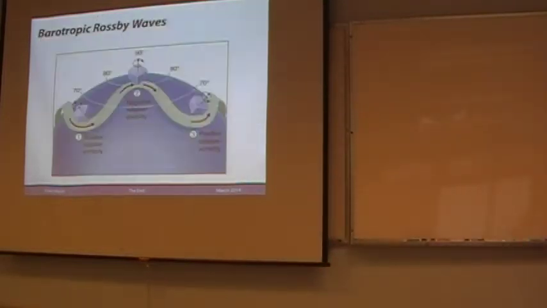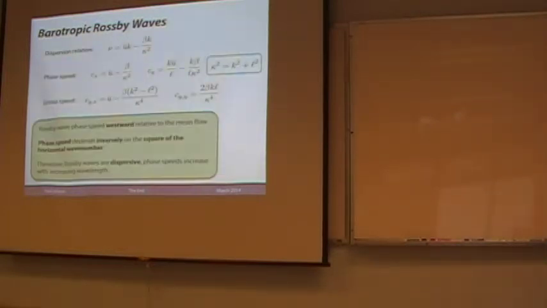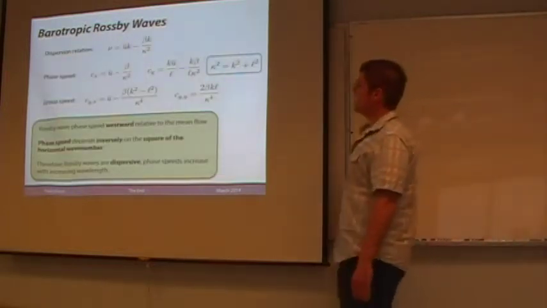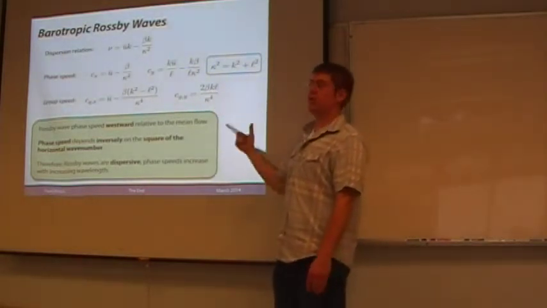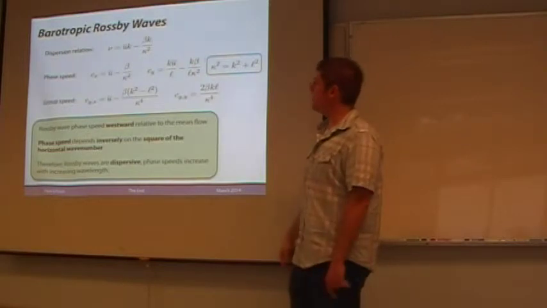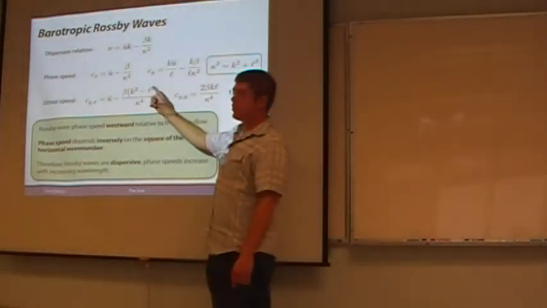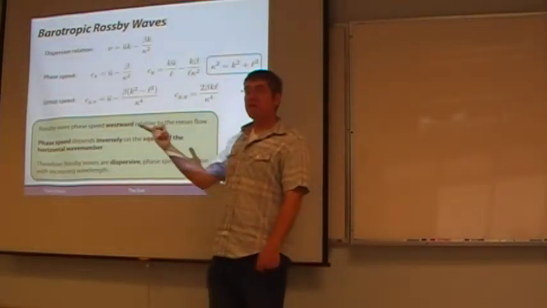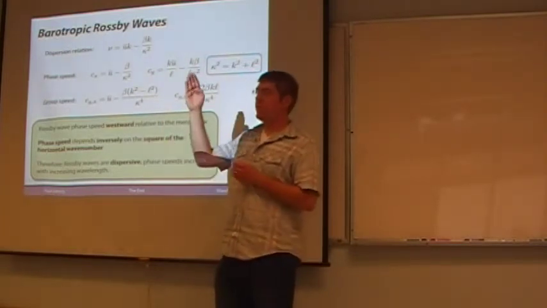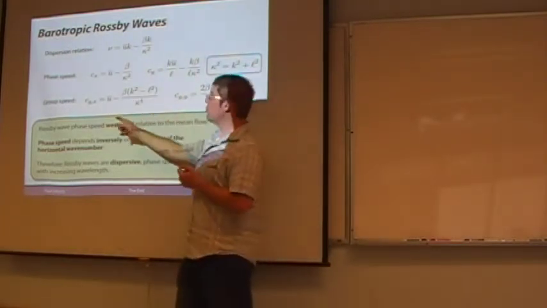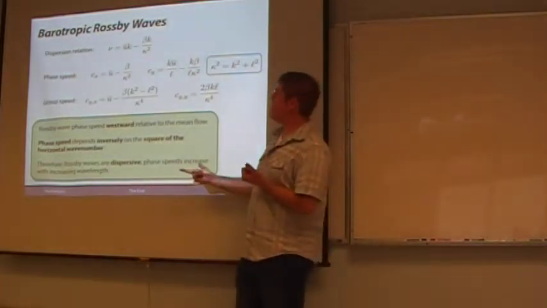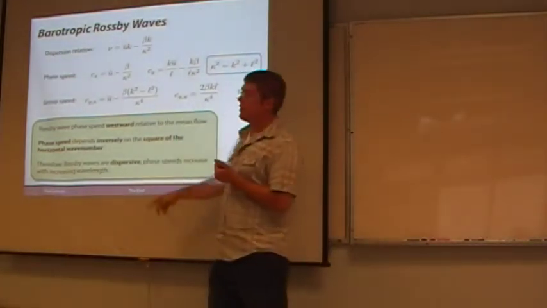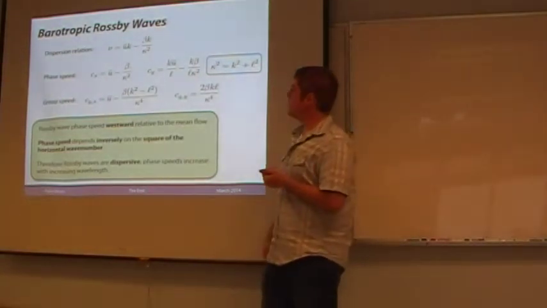So the first type of wave we looked at was barotropic Rossby waves, shown here. We derived a dispersion relation associated with them. Try to make sure you understand how exactly we got to the dispersion relation associated with these waves. And using our knowledge of phase speed and group speed, phase speed being the speed at which individual crests propagate, and group speed being the speed at which the energy associated with the wave propagates, we obtained this information about the propagation of Rossby waves.